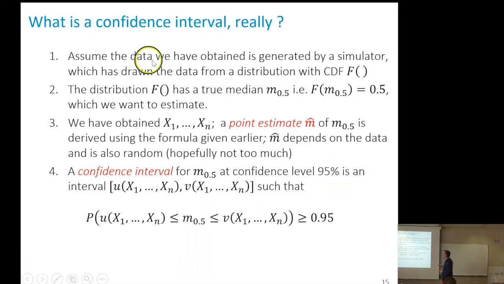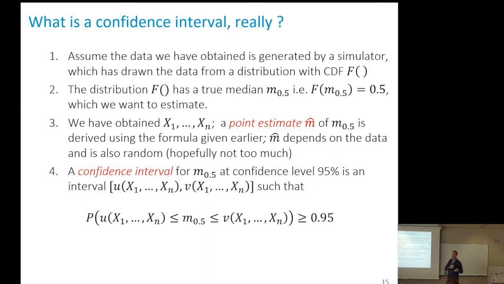So as I said, we assume the data we have seen is x1 to xn. To simplify, I'm assuming here that x1 is just one number, not a multidimensional metric. And I want to find a confidence interval for the median. So I can estimate the median by sorting the points and taking the point in the middle. And then I want to say, how uncertain is this value?